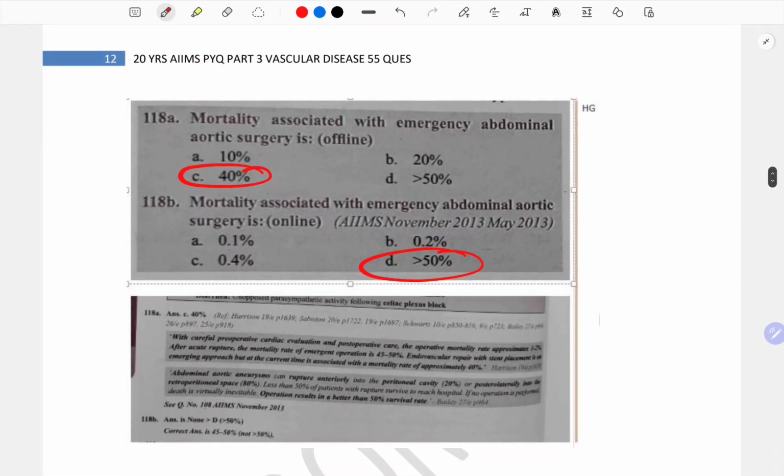In the subsequent years, a similar question was asked. See, the mortality associated with emergency abdominal aortic surgeries. So if in the option a range between 40 to 50 is given, then mark 40 or any value in this range, and if 50 is given, this will not be the answer if 40 is given in the options. But if 40 is not given in the options, then the answer will be more than 50 because this is the closer answer.